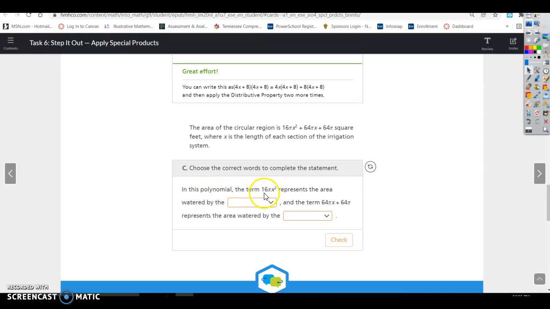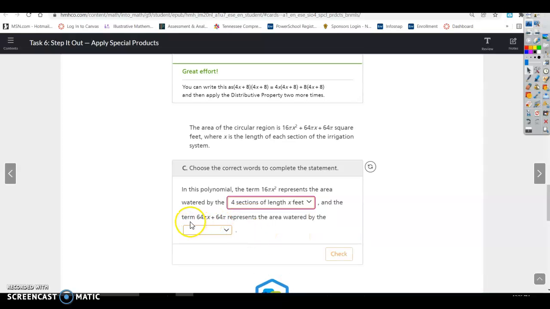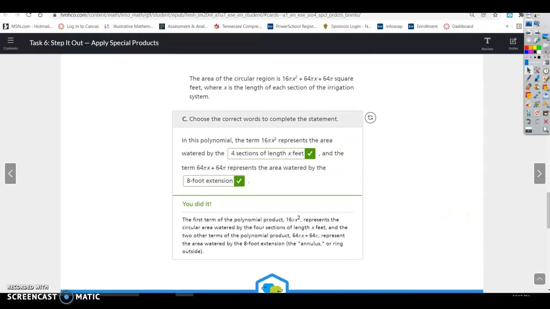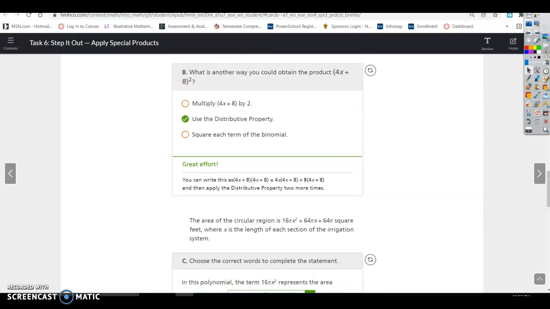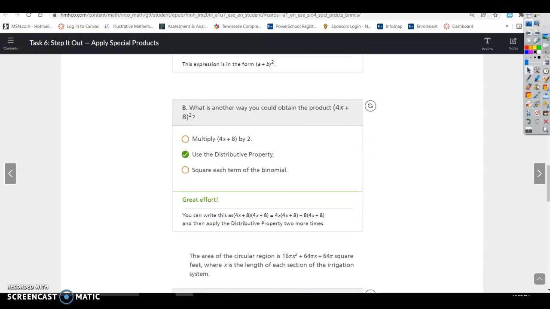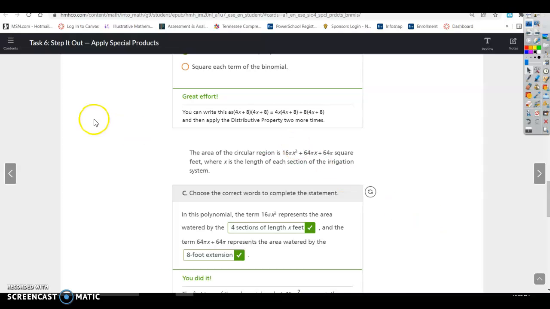All right, so in this polynomial, the term 16 pi x squared represents the area watered by the x terms, the 4 sections that are length x. And the rest of the term is represented by the 8-foot section. 8 squared is 64. Remember, that's just an easy way to check it, but that's how you would find the area of a circle. All right, that is all for task 6. If you have any questions, let me know.